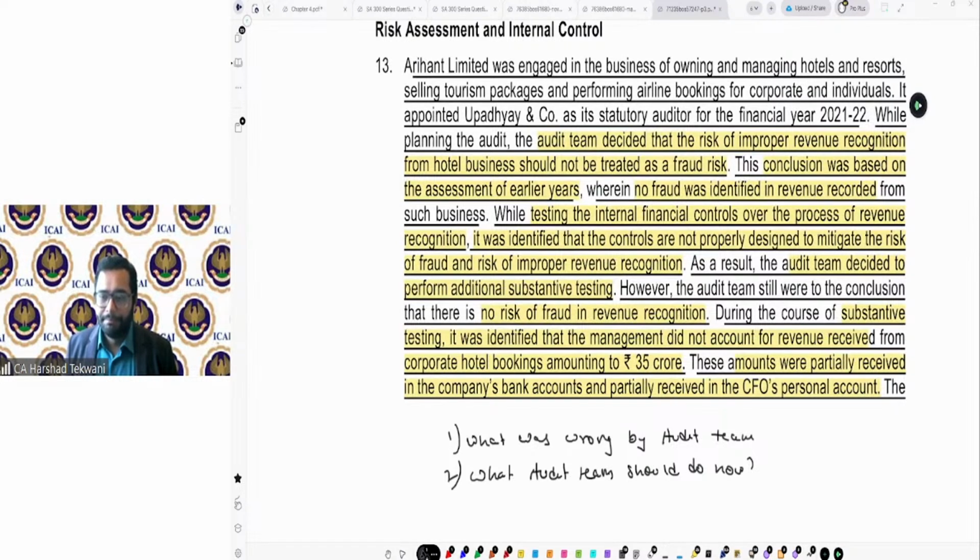Come on, guys. Now, what was done wrong by the audit team here? First question, what was done wrong by the audit team here? Number two, what audit team should do now after identifying all these things? If you can answer these two questions, trust me, you are almost answering the answer that is required here.